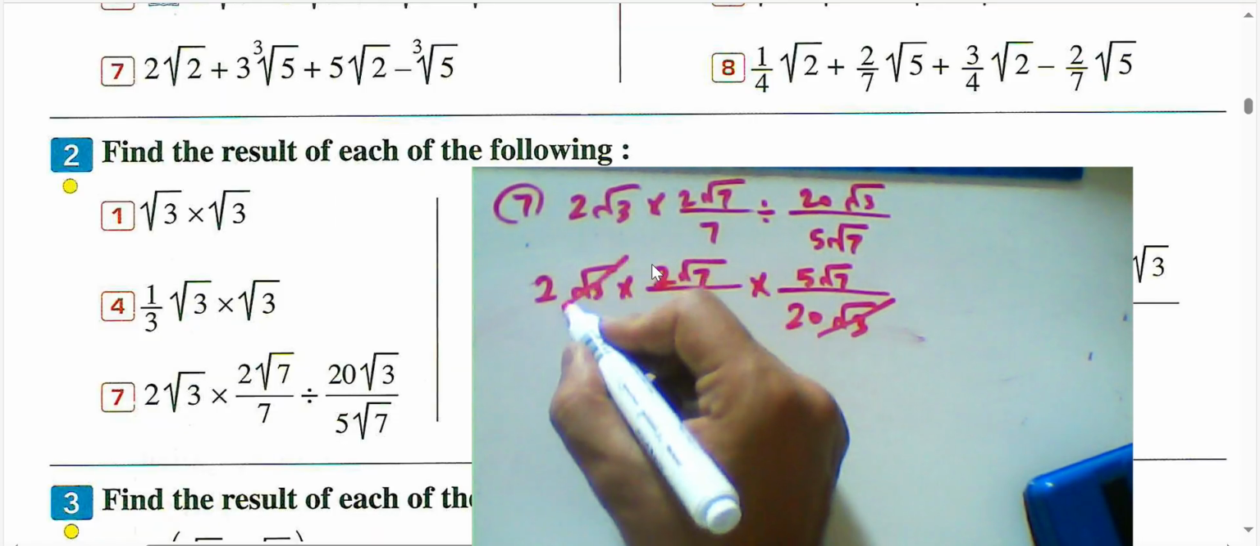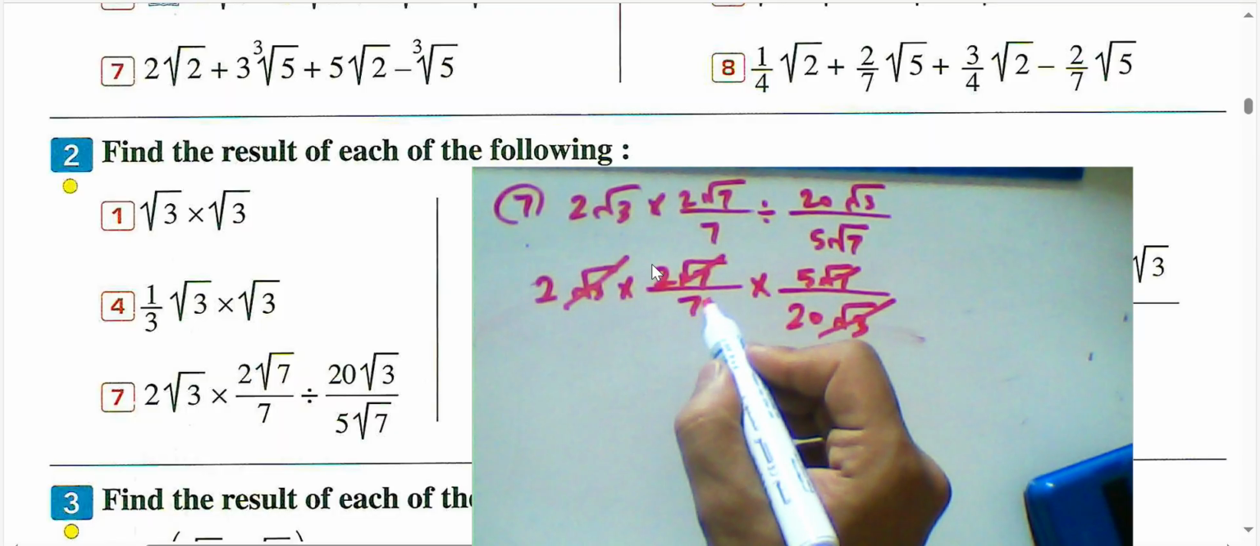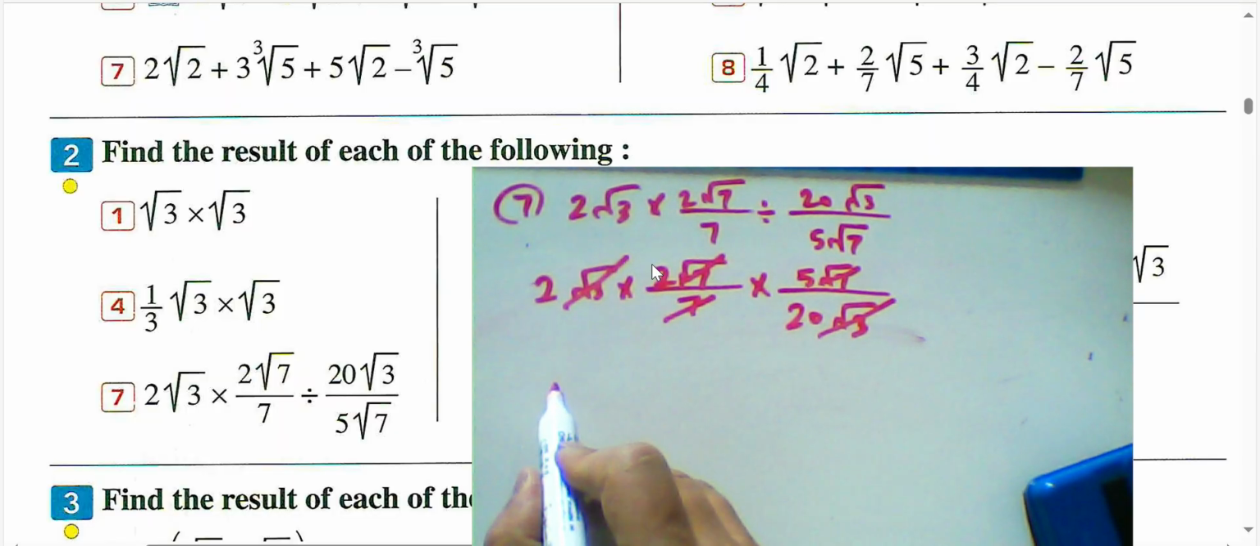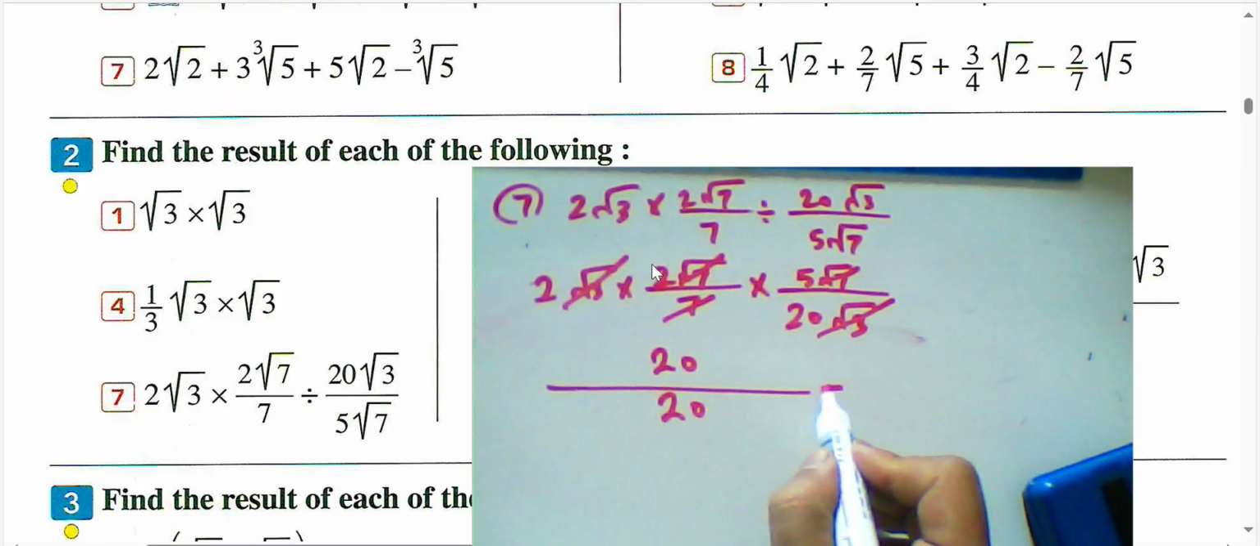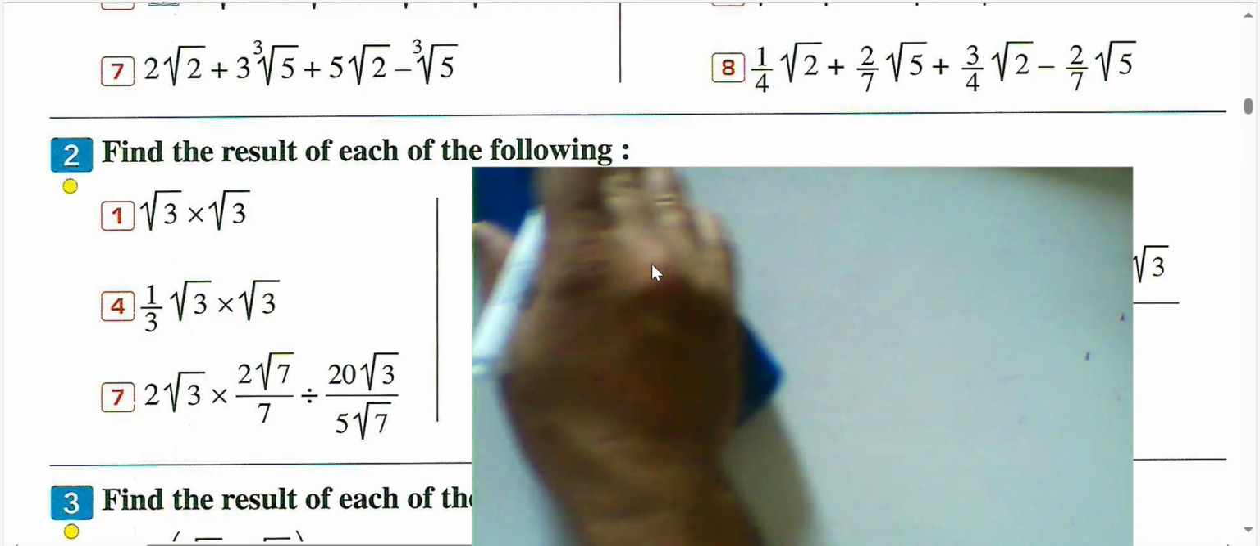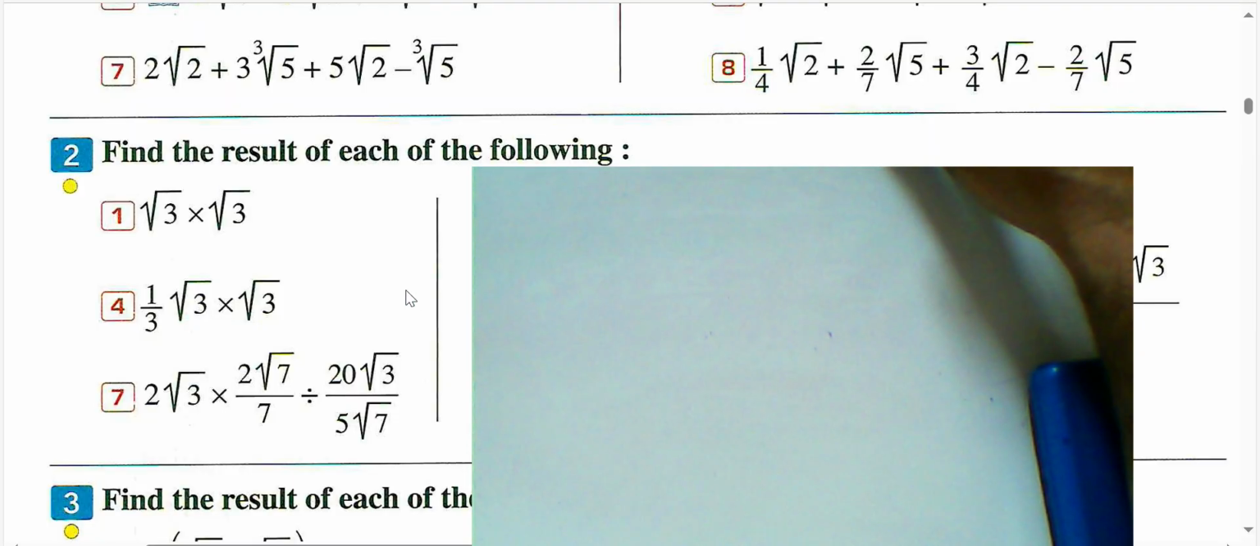Root 3 cancels by root 3. Root 7 by root 7 equals 7. 7 divided by 7 equals 1. Then 1 times 2 times 2 equals 20. 20 divided by 20 equals 1. Then the answer here will be 1. That was question number 7.